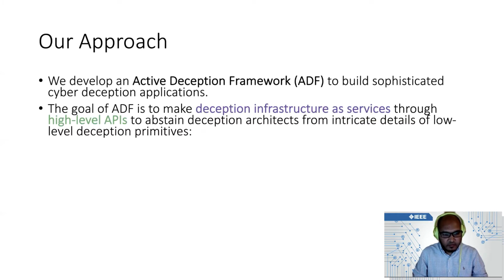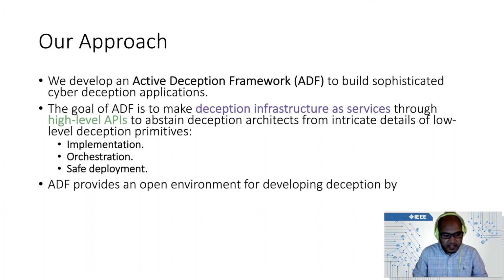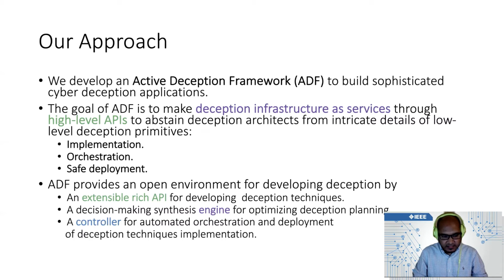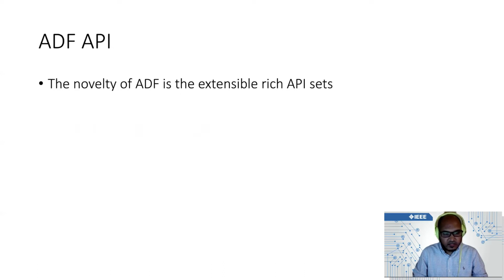The goal of the framework is to make deception infrastructure a service through high-level APIs that will abstract the deception architects from intricate details of low-level deception primitives implementation, their orchestration, and their safe deployment. ADF provides an open environment for developing deception by an extensible rich API set, a decision-making engine for optimizing deception planning, and a controller for automated orchestration and deployment of these deception techniques. The novelty of the ADF framework is the extensible rich API set.